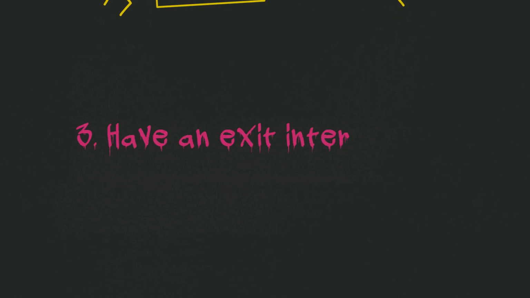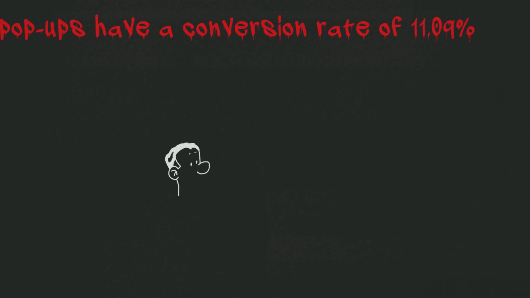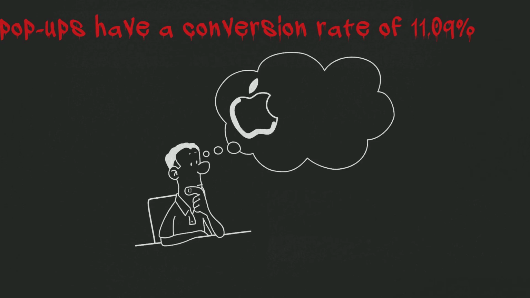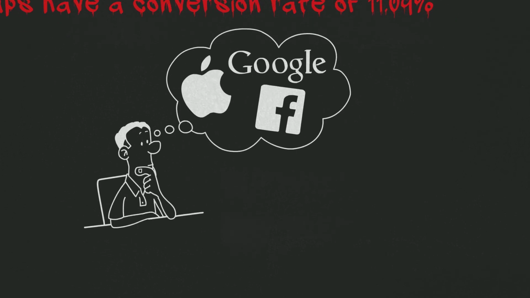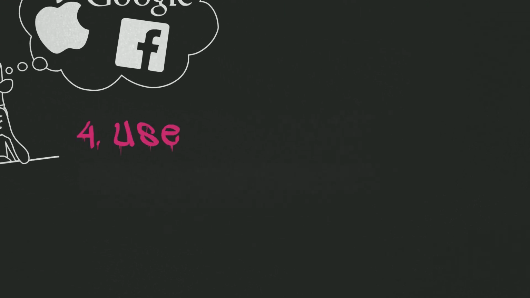3. Have an exit intent pop-up. While a lot of people don't like them, pop-up windows are effective for building lists and increasing conversion rates. Studies have shown that on average, pop-ups have a conversion rate of 11.09%, with the top 10% converting at around 42%. While these stats are mouthwatering on their own, you need to be careful with your use of pop-ups and consider Google's interstitial ad guidelines. If you don't, you risk a penalty.